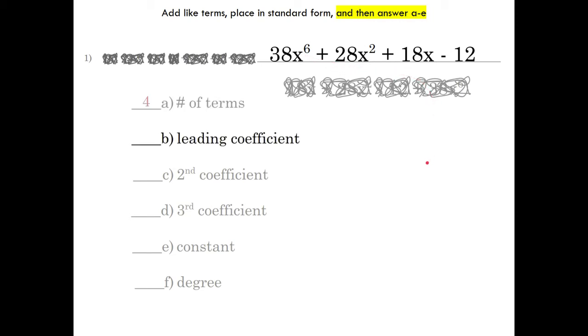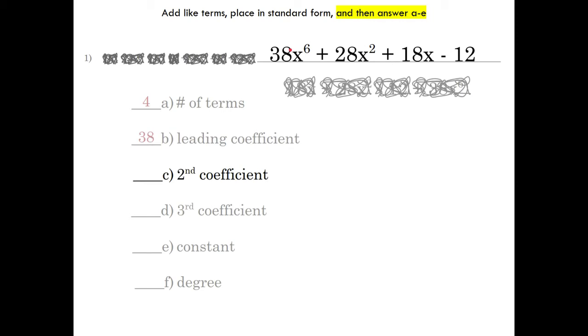The leading coefficient is, once it's in standard form, the number in front of the first term, because the coefficient is a number in front of the term. Therefore, the leading coefficient is the number in front of the first term. And therefore, the answer would be 38, because that's the number in front of the first term.